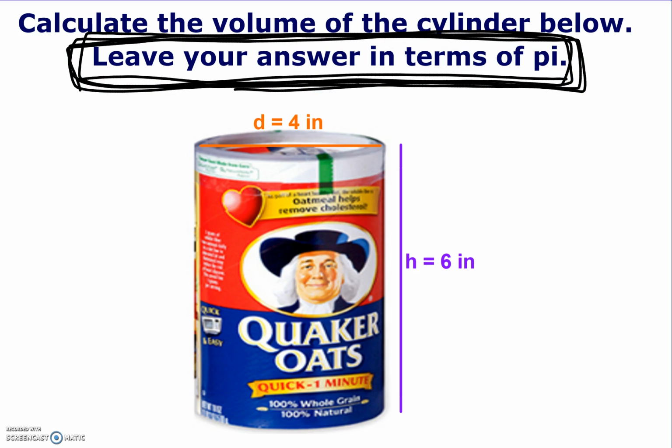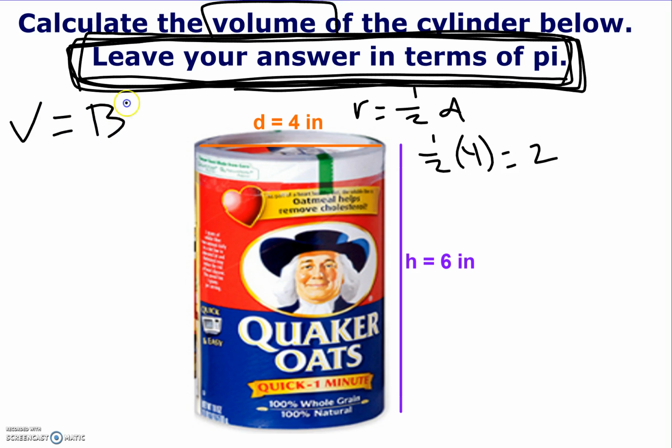And it also says d is equal to 4. So radius equals 1/2 times d. So that's 1/2 times 4. So that equals 2. When you're given a d, always find the r. When you're given an r, always find the d. Now, it says calculate the volume, so I know I'm going to start with my formula. Area of the base times the height.